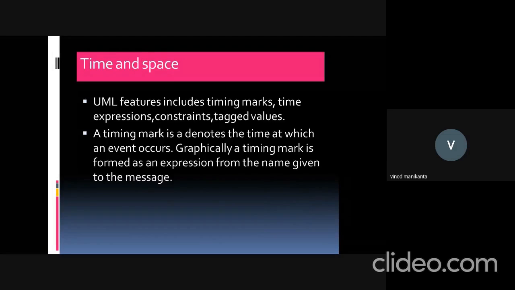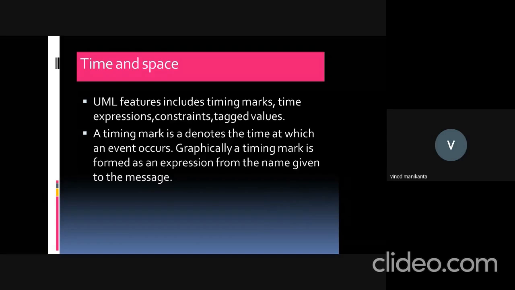This time and space concept is taken from advanced behavioral modeling. It is one of the concepts of advanced behavioral modeling, where we do some advanced actions. The time and space features include timing mark, timing expressions, constraints, and tagged value. These are all the features which are helpful for designing time and space.